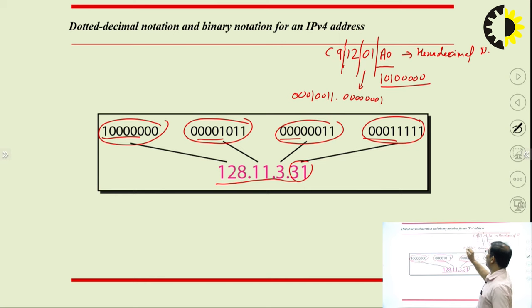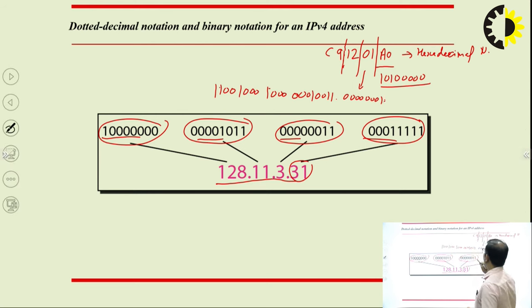Then C9: C is 12, and 12 is written as 1100, and 9 is 1001. This is the binary representation of this hexadecimal code. So if a hexadecimal code is given, separate two digits in each block, convert them into binary, and then we can convert to decimal notation also. This is how we convert among hexadecimal code, binary, and decimal notation.